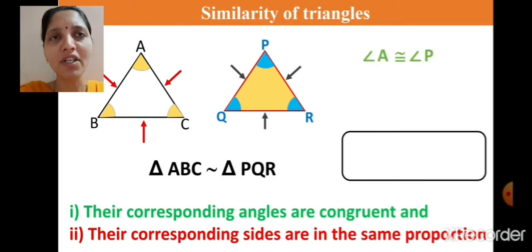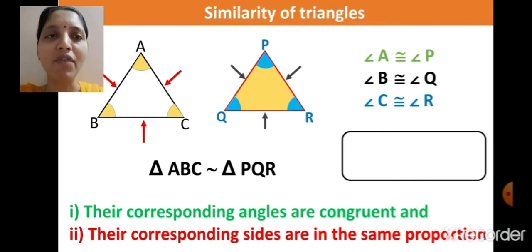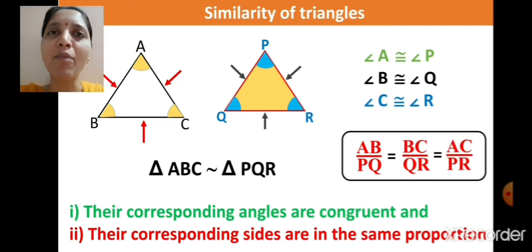Now let's see the first condition. Angle A corresponds to angle P, so we have to write angle A is congruent to angle P. Angle B is congruent to angle Q, and angle C is congruent to angle R. First condition we fulfill. Now let's see the second condition, in which we have to find the proportion of corresponding sides. That means AB upon PQ is equal to BC upon QR is equal to AC upon PR. If you get this, then also we can say that triangle ABC is similar to triangle PQR.